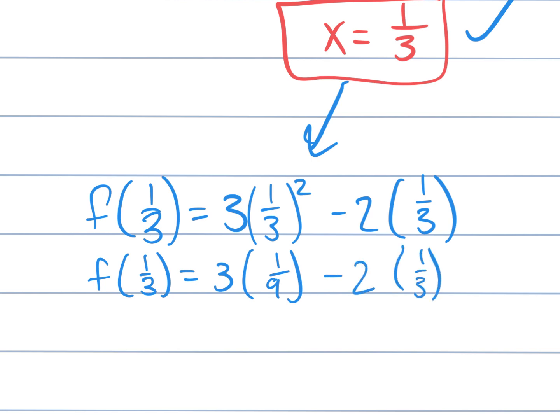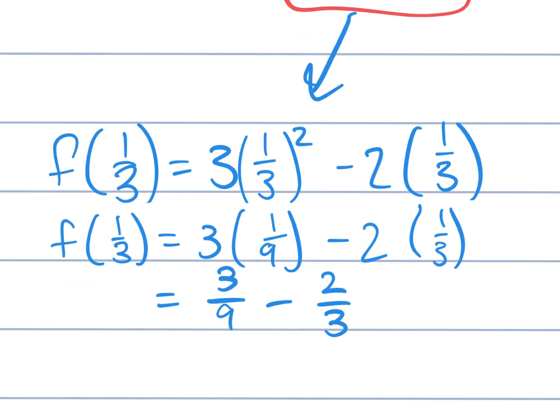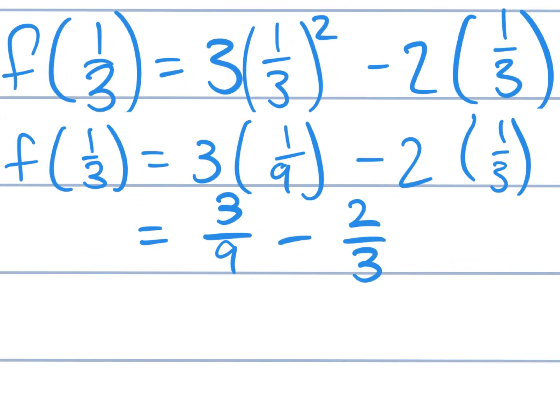Now that we've evaluated our exponents, can I go ahead and multiply? Yeah. Sure. What's 3 times 1 over 9? It's going to be 3 over 9, right? Yes. Minus, what's 2 times 1 over 3? 2 over 3. Do you guys agree? Can we subtract these the way that they are? Why not? They don't have a common denominator.